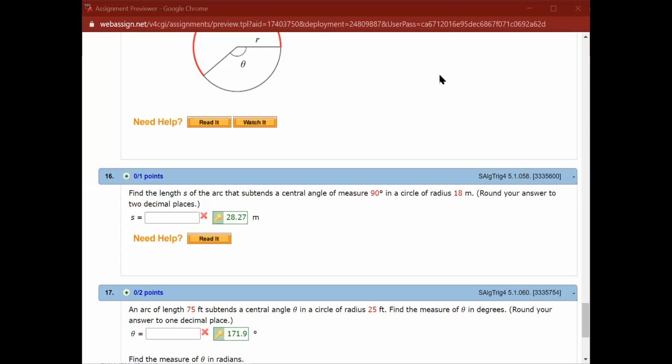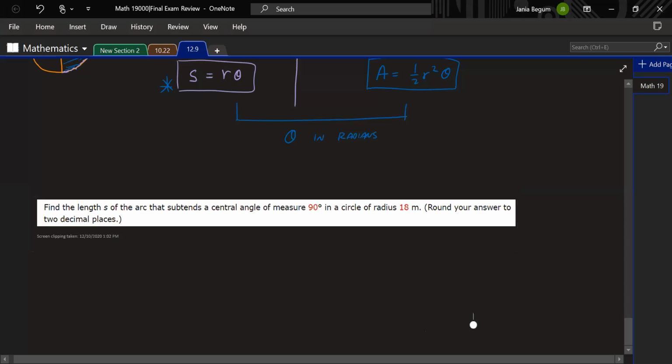Okay, so let's do this problem. Find the length S of the arc that subtends a central angle of 90 degrees in a circle of radius 18 meters. So what do you guys think? Which formula are we going to use based on what you're given?